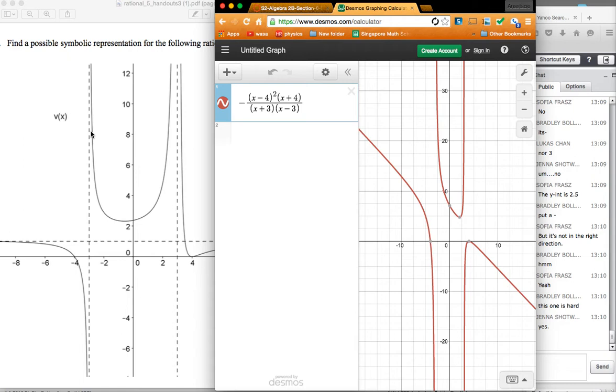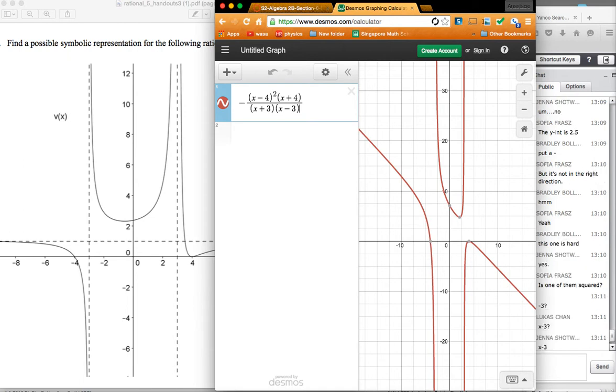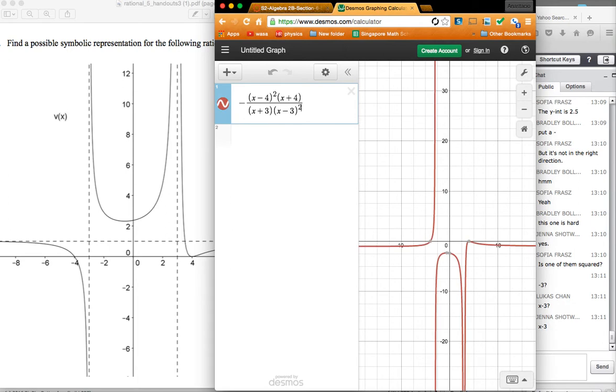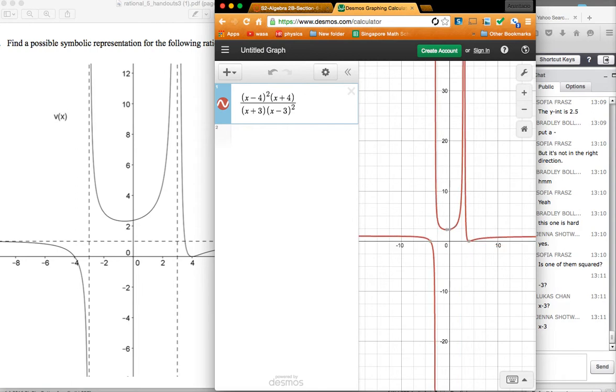Both of your vertical asymptotes don't do that. One of them is a little bit different. This vertical asymptote goes up into infinity and comes down back from infinity. So that's one. Let's try squaring it and see what happens. Which one do I square? This one right here, the x plus 3, or the x minus 3? The minus 3, exactly. There we go. Oh, let me take off that negative sign that was suggested of me.